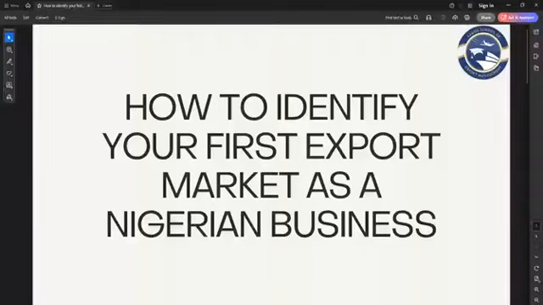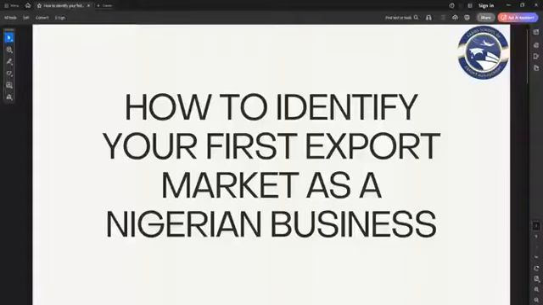So how do you even go about choosing these markets in the first place? This is what we are going to be looking into in this session: how to identify your export market from Nigeria, from whichever state, whichever location that you are in Nigeria.